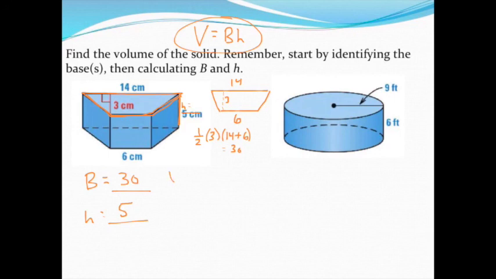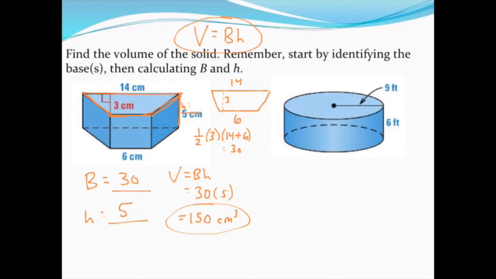I have the area of the base to be 30. I have the height of the prism, not height of the trapezoid, but height of the prism to be 5, so multiplying those together, 30 times 5, gets me a volume of 150. Now volume is a cubic dimension, so I'm going to do centimeters cubed for my volume, so 150 centimeters cubed.